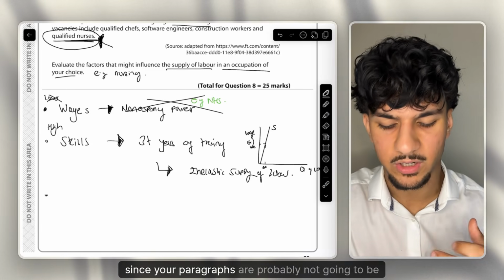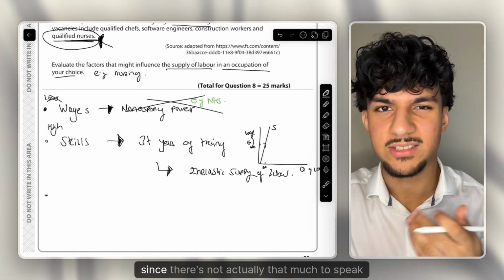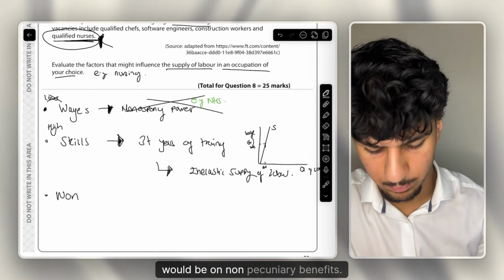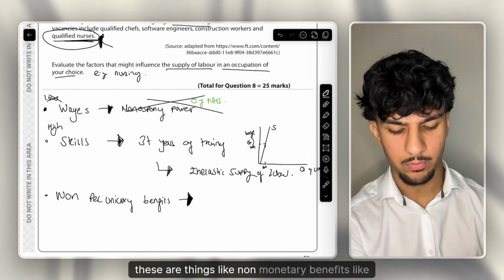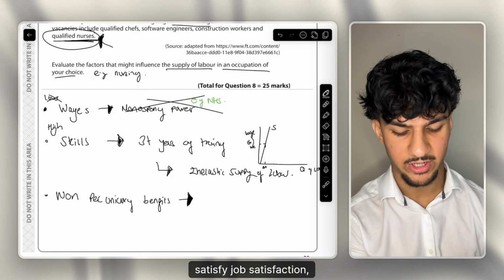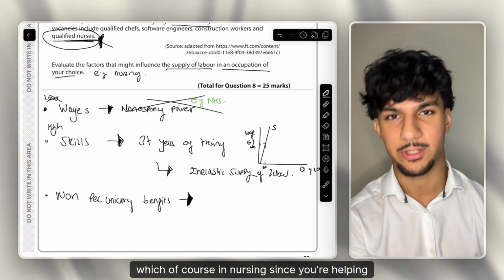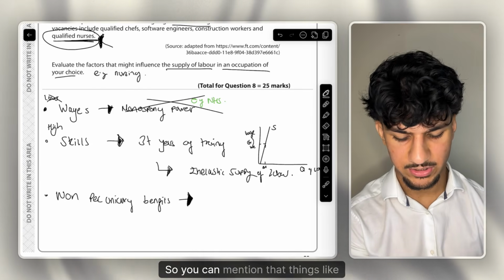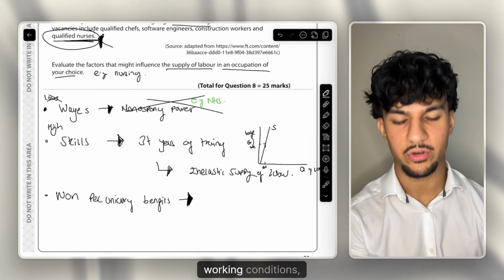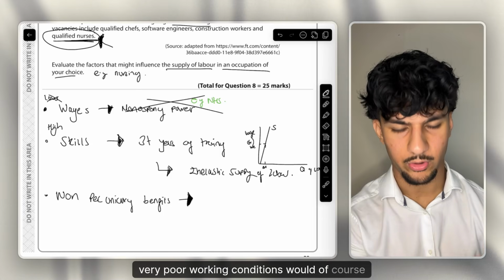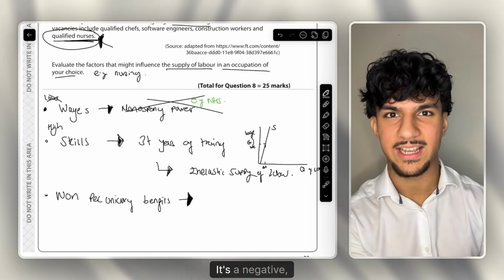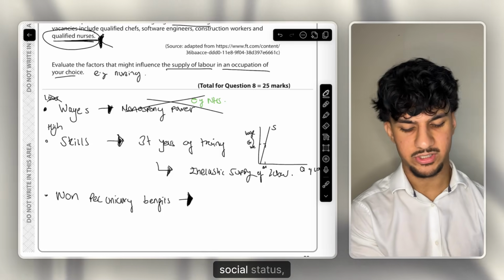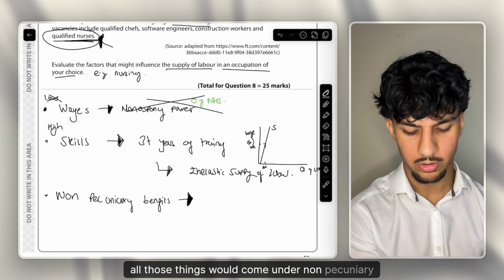And for this question, since your paragraphs are probably not going to be too in depth, since there's not that much to speak about, I would do a third paragraph, which would be on non-pecuniary benefits. These are things like non-monetary benefits, like job satisfaction, which of course in nursing, since you're helping humans, is quite high, but then the pressures of the job do wear that down. So you can mention things like working conditions. Very poor working conditions would, of course, be a negative, wouldn't they? It would definitely reduce the supply of labour. Career progression, social status, all those things would come under non-pecuniary benefits.